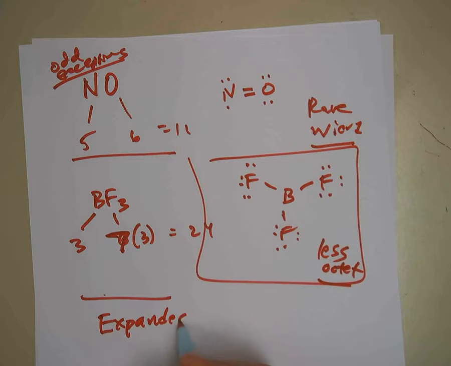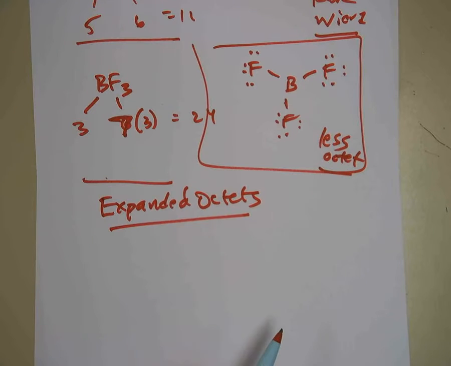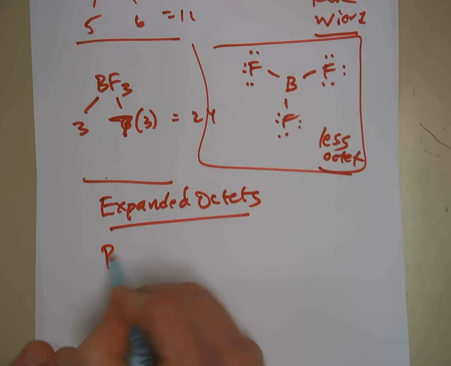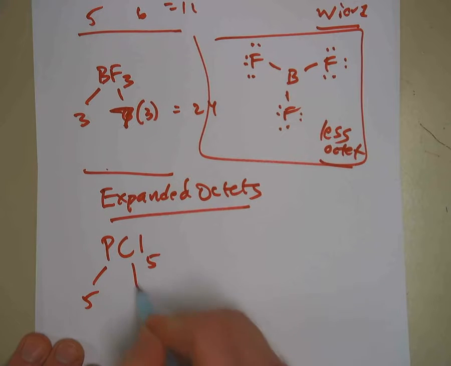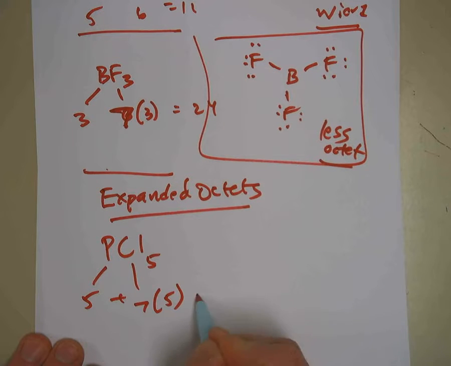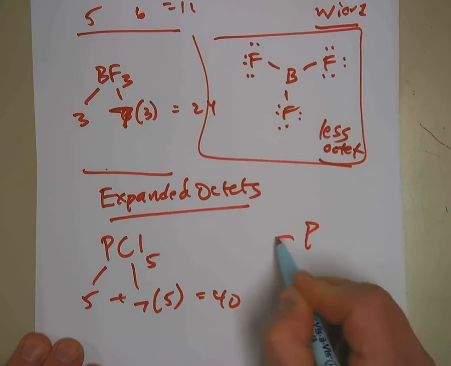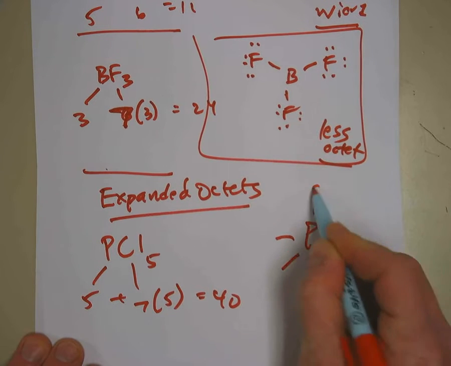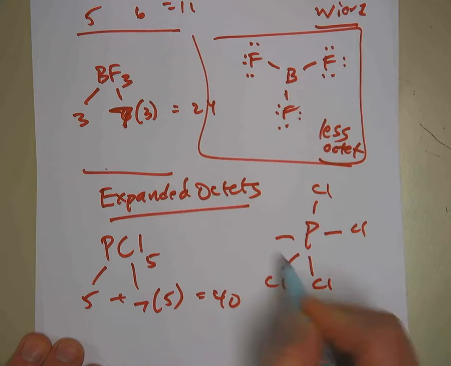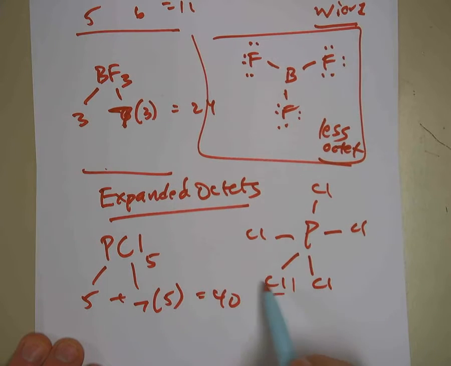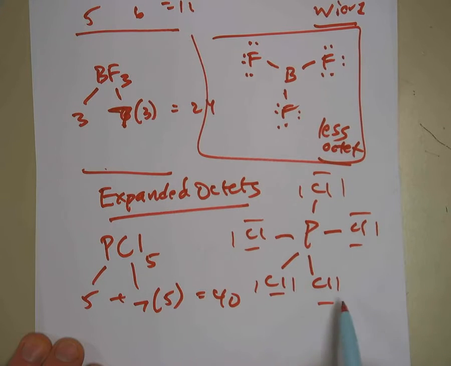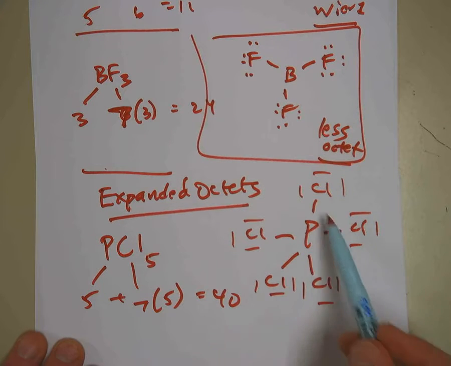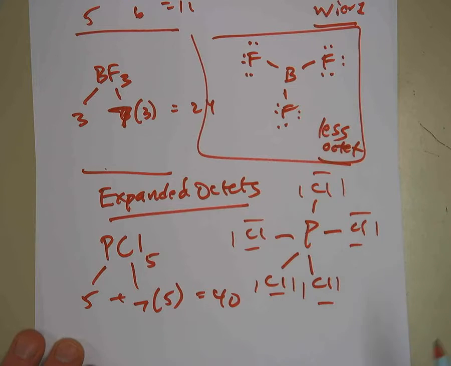Expanded octets. These happen a lot. PCl5. Okay, phosphorus 5. Chlorine 7 times 5 is 35, plus 5 more, 40. Phosphorus in the middle, least electronegative. Bond all the chlorines around it. Works out pretty good. 2, 4, 6, 8, 10, 12, 14, 16, 18, 20, 22, 24, 26, 28, 30, 32, 34, 36, 38, 40. 40 electrons.